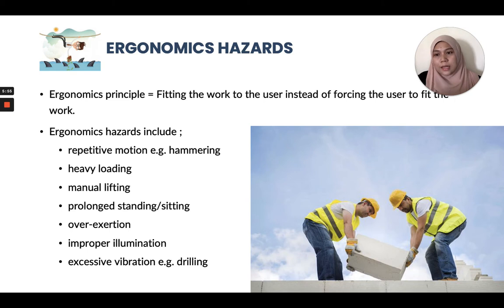Ergonomic hazards can cause painful and disabling injuries at the joints and muscles because of non-ergonomic posture or any repetitive motion, for example, hammering, vibration, heavy loading, manual lifting, prolonged standing or sitting, overexertion, improper illumination due to not enough source of light, excessive vibration such as drilling. So this ergonomic hazard can cause a lot of pain to the joints and muscle.